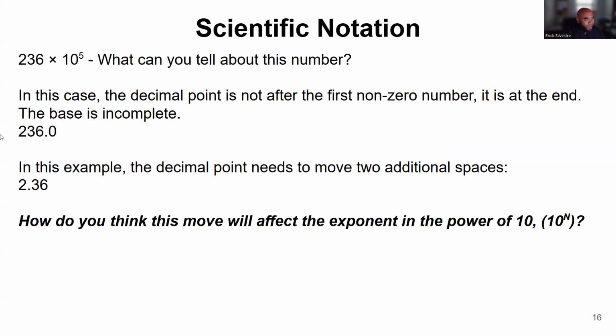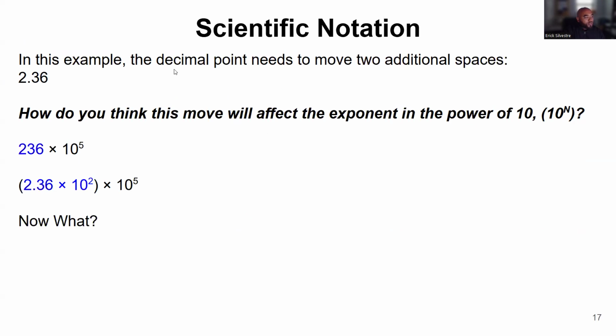So when that happens, what do you think you have to do? How is this going to affect my power of 10? Think about it. All right, so if I just look at the whole number, 236 times 10 to the fifth, and I want to fix my base, it becomes 2.36 times 10 to the second power. That is my base alone, if I want to have a proper base. But you also have 10 to the fifth power. So again, now what do you think you have to do next?